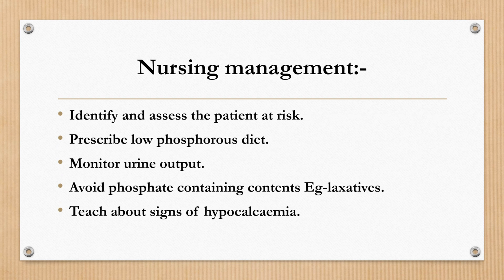Then nursing management is to identify and assess the patient at risk, prescribe a low phosphorus diet, and oral supplements should be given if the phosphorus level is decreased. Monitor urine output to find out whether the patient ends up with nephropathy or not. If the patient's urine output decreases, it means the kidneys are affected, so the patient may need dialysis. Then avoid phosphate containing contents, especially laxatives. Then teach about signs of hypocalcemia.